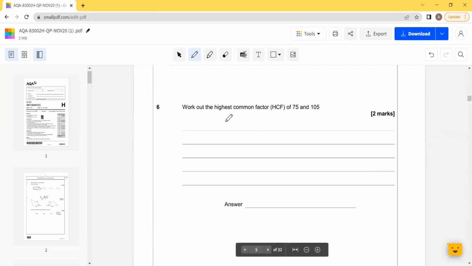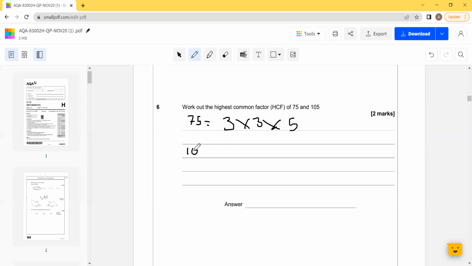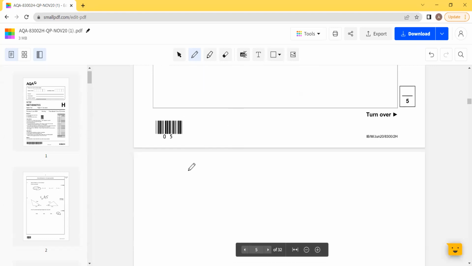Okay, question 6. Work out the highest common factor of 75 and 105. Okay, so 75, if you write this in terms of its factors, it is 3 times 3 times 5. And 105 is 3 times 5 times 7. Okay, so what's common between these sets of factors? We have a 3 and 5, which is common. So our HCF is 3 times 5, which is 15. Okay, so it's 15.